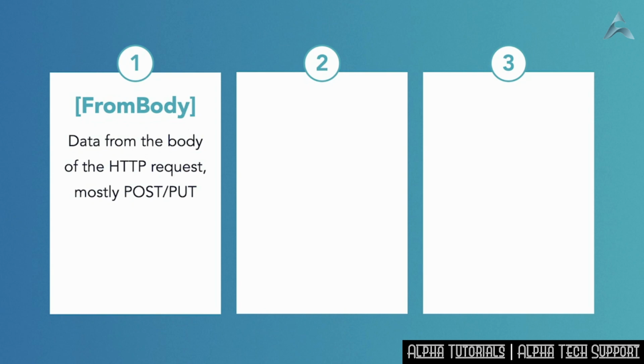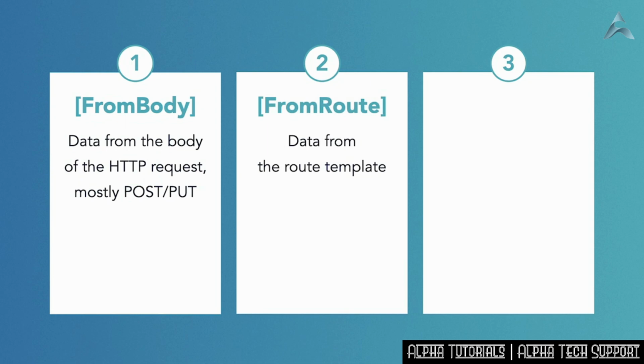It also works for complex types, by the way. So it doesn't just has to be limited to, say, integers or strings or other primitive data types. The next option is from route. So if you have a routing template, then you might have placeholders in there. You have seen that when we were using the ID in the URI and bound that to the ID attribute of the action method.